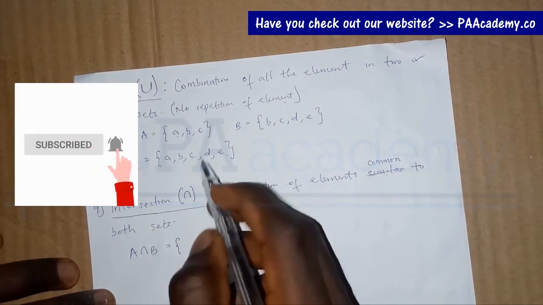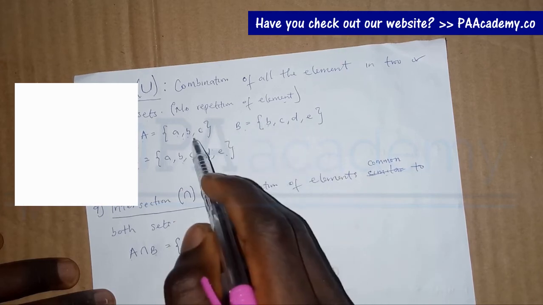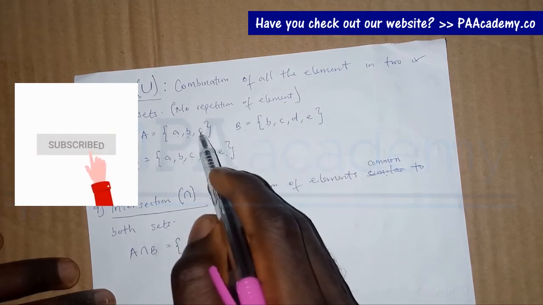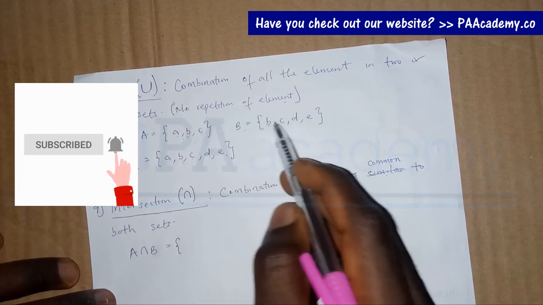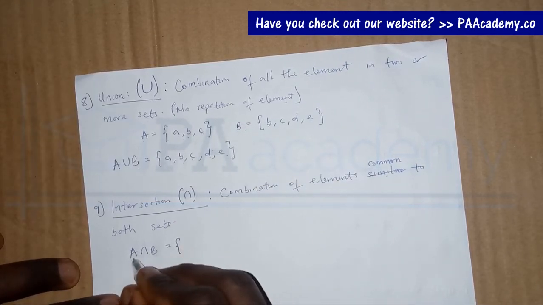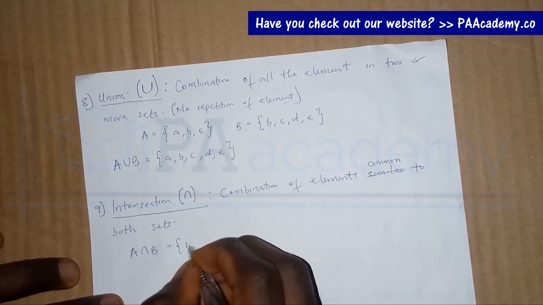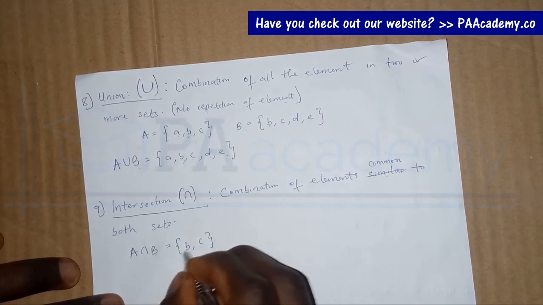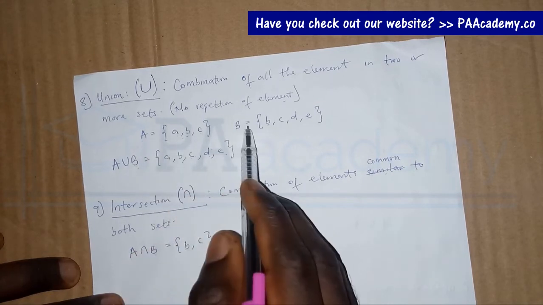So what do we have in both set A and set B? If you look at it closely, B is here, C is here. We have B here, we have C here. So that means A intersection B will be what? B and C. So these are the only elements that are common to both A and B.